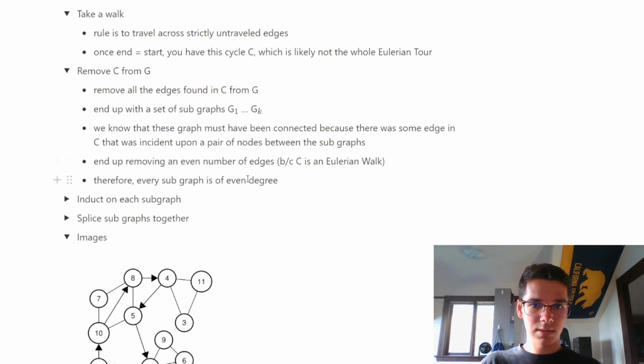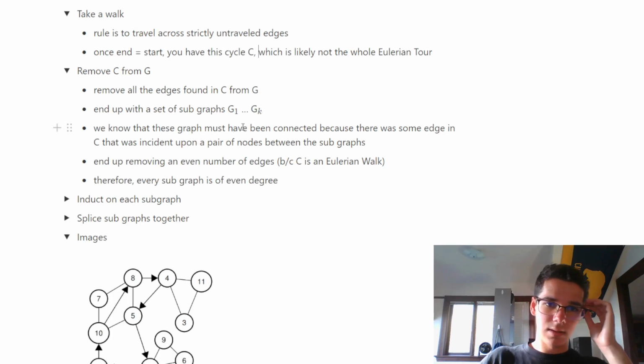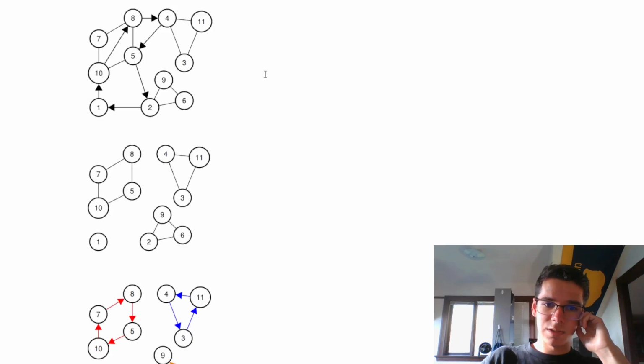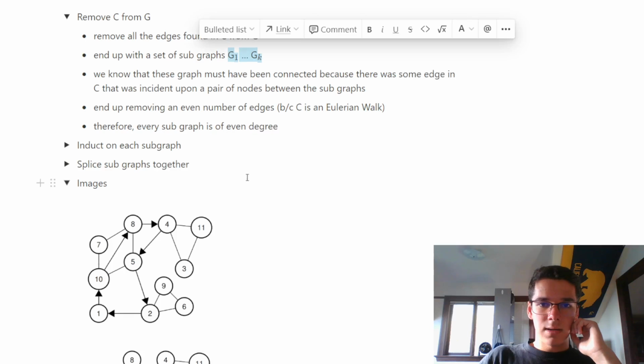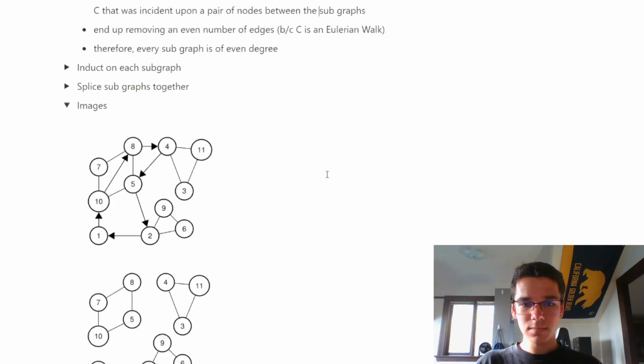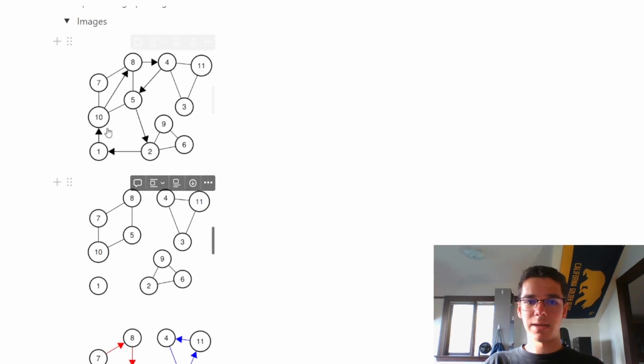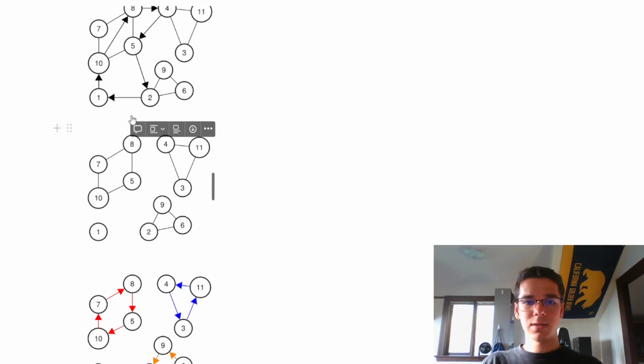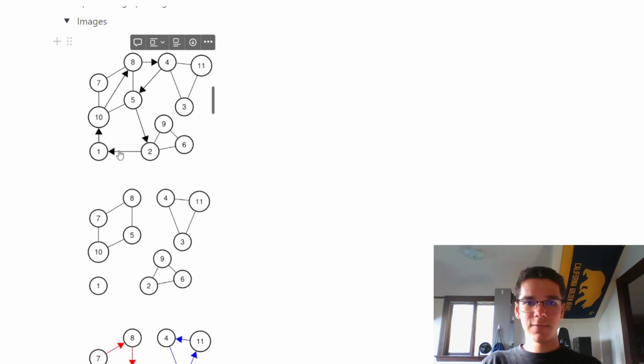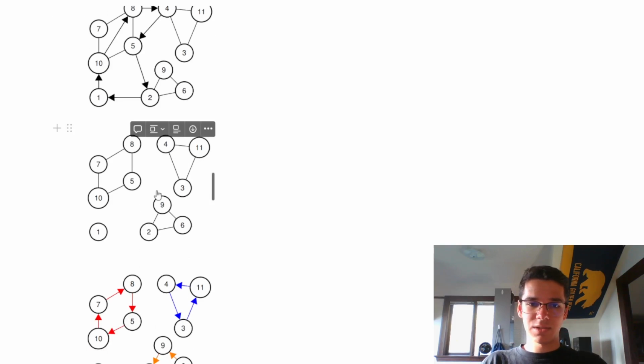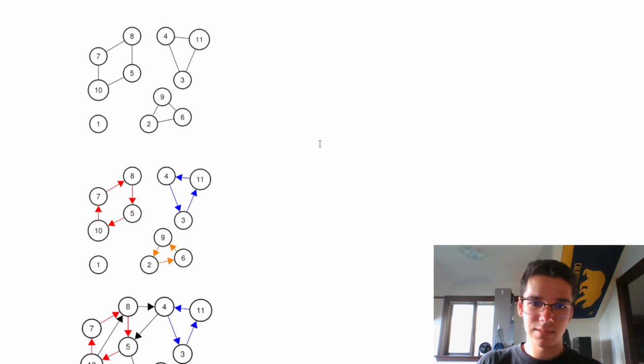Is there anything else that I'm missing? Yeah, so we're going to label these subgraphs as G1 through GK. This is sort of trivial, but it was necessary to mention that we know these can be connected back together because each of these subgraphs were incident upon edges found in C. Which basically just means that this used to be one connected thing, but then we found some subgraph C and we just took out all of those edges, but we can obviously put them back. That's pretty much what that's saying.